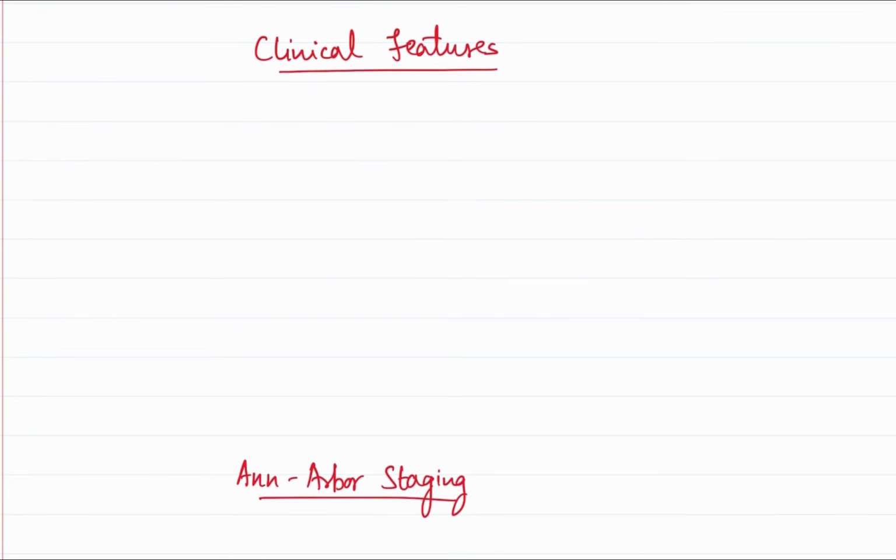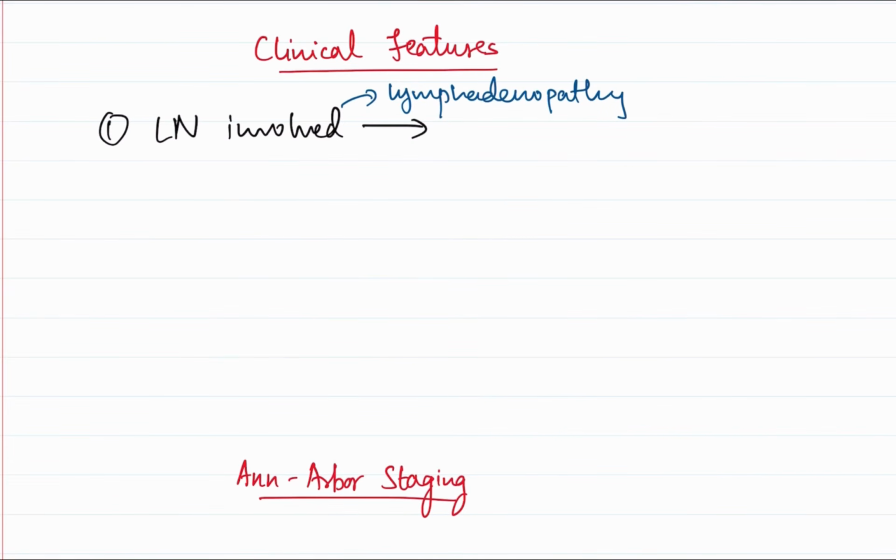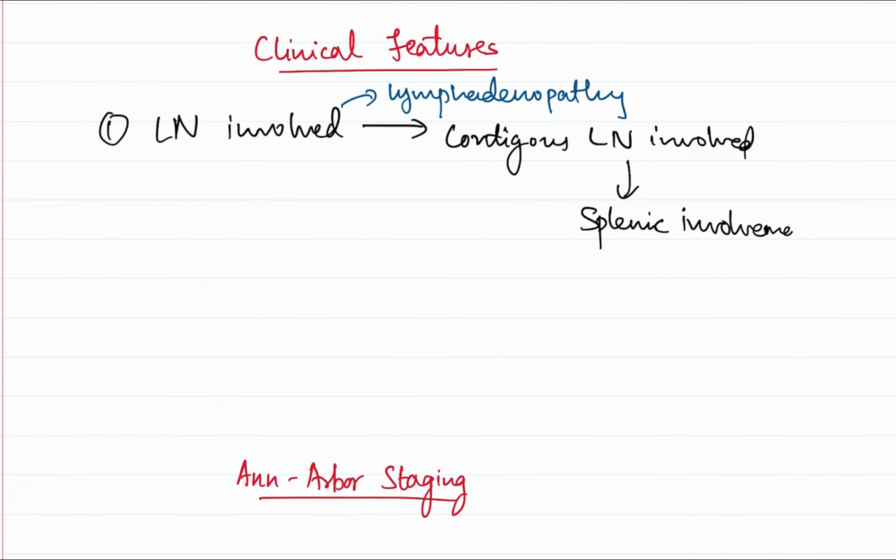So the disease has a classic presentation. First there will be a lymph node involvement, in the form of lymphadenopathy. And then the disease will involve the contiguous lymph nodes, the nearby lymph nodes. The disease will spread as it progresses. And then there will be splenic involvement. The spleen will be involved in the third stage.